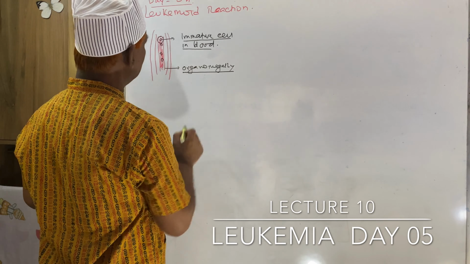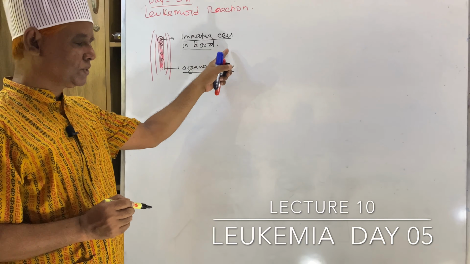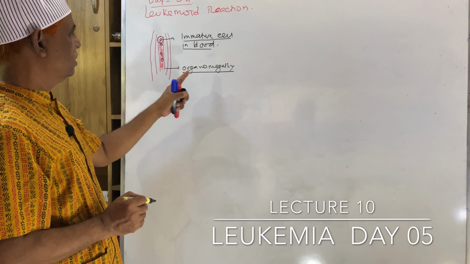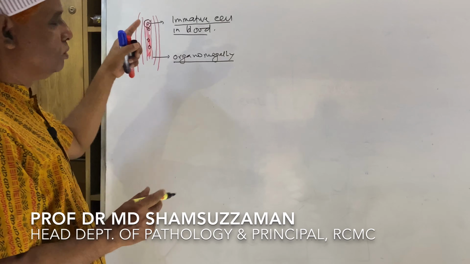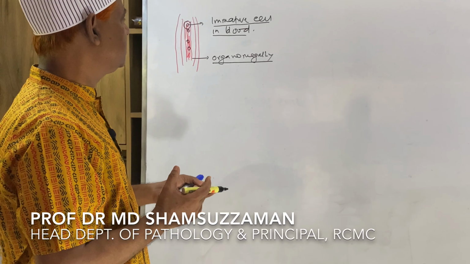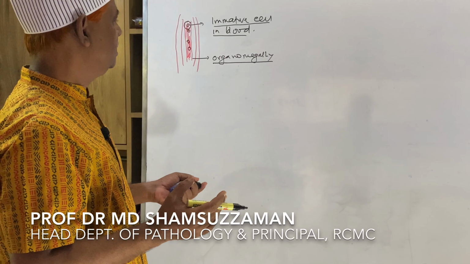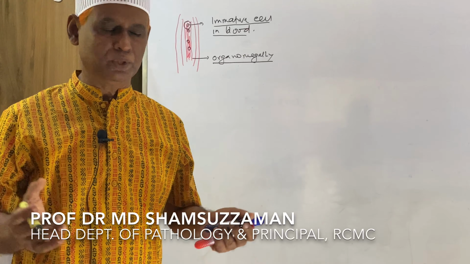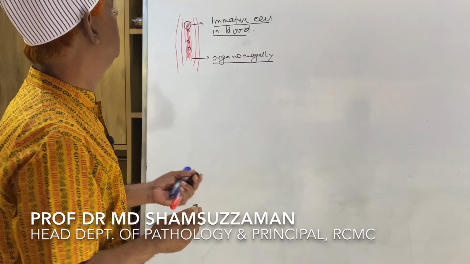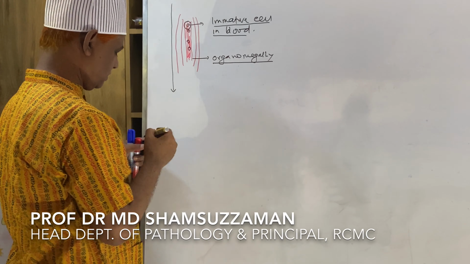So, in leukemia we get leukocytosis, we get immature cells in peripheral blood, we get organomegaly. Bone marrow reveals the picture of leukemia, and clinically the patient may come to you with fever due to frequent infection, and with symptoms of anemia, etc. So, now come to Leukemoid reaction.